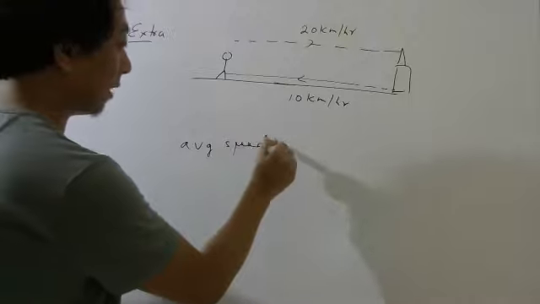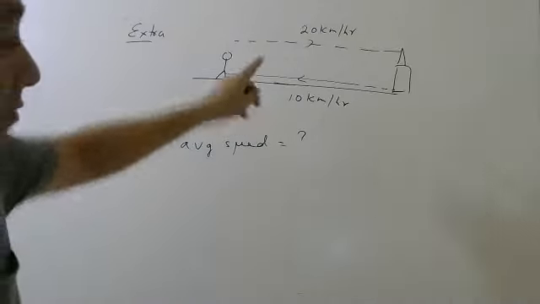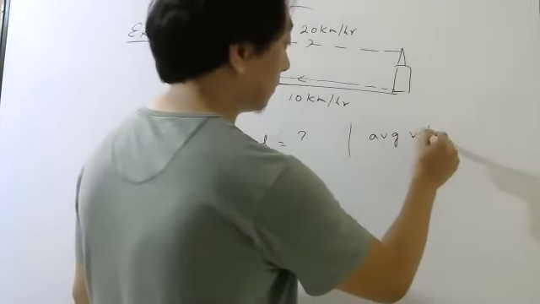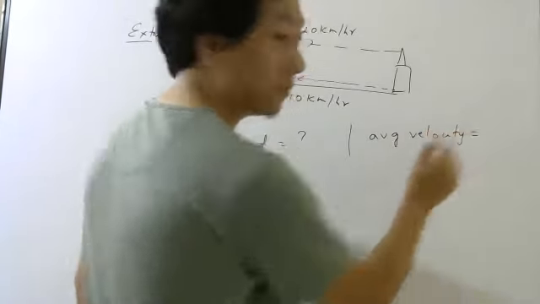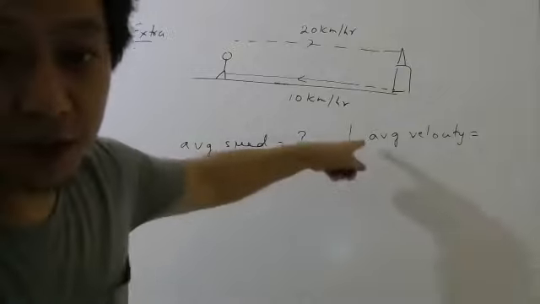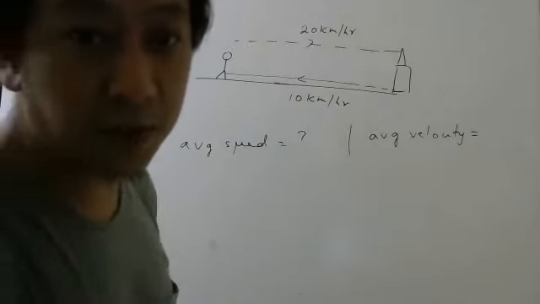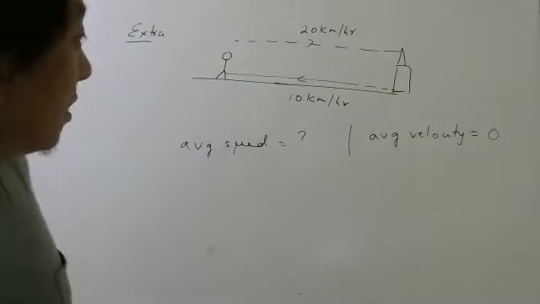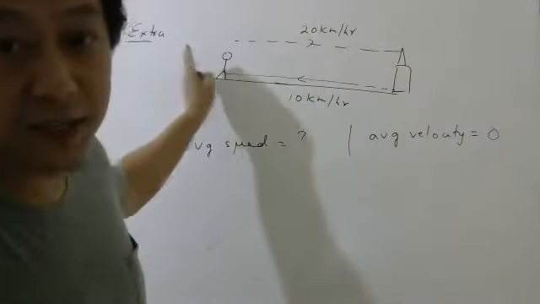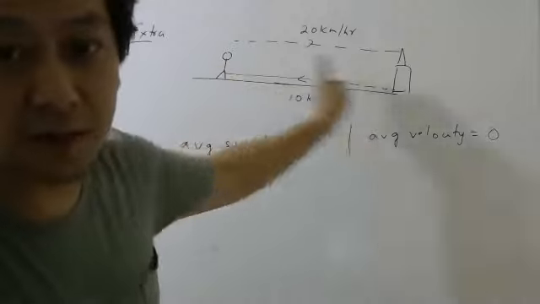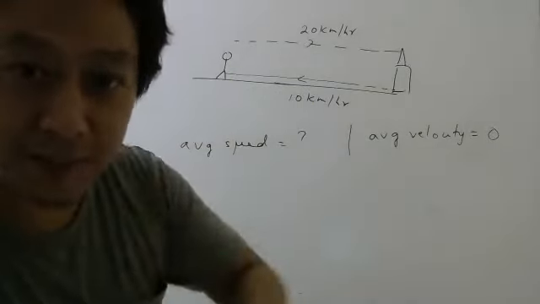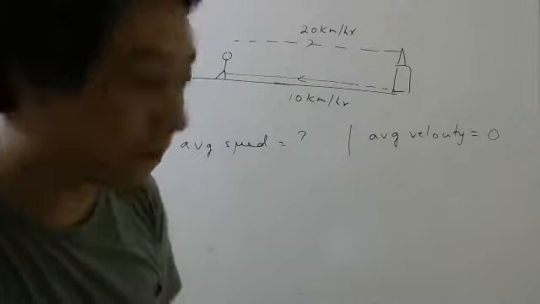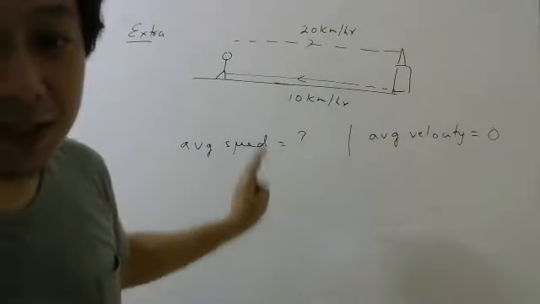Can you tell me what will be average velocity? If I ask average velocity, what will it be? Average velocity will be 0. Right? Why will it be 0? Because the total displacement, he came back to the same point. So if he comes back to the same point, displacement is 0. If displacement is 0, average velocity will be 0. So try to find average speed.